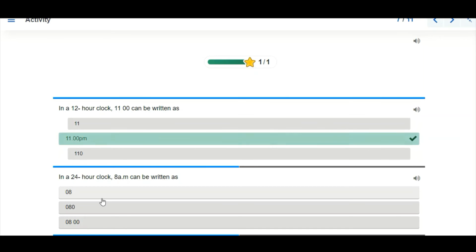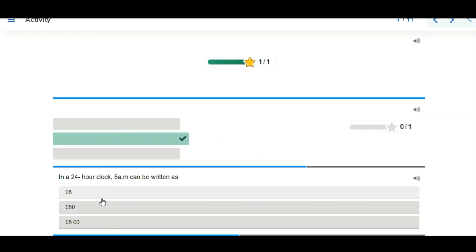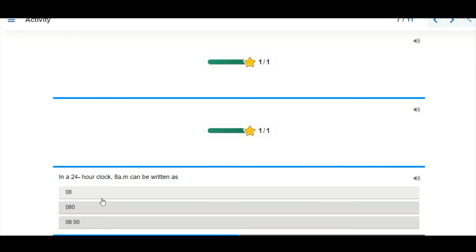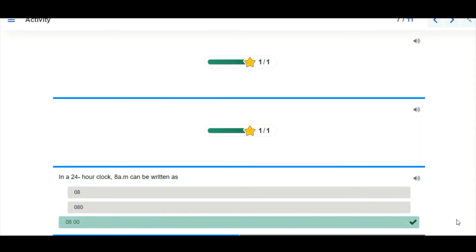Now this is another example. 8 a.m. can be written as what? Because this clock doesn't show whether you are in morning or night, and it doesn't have seconds or minutes, we can read this as 0800. So we have 0800.